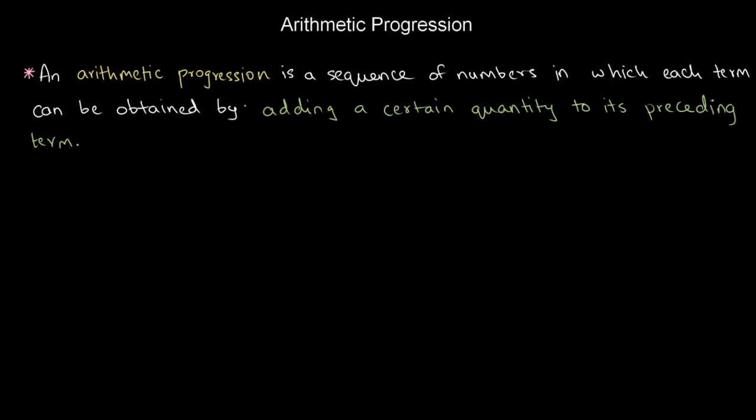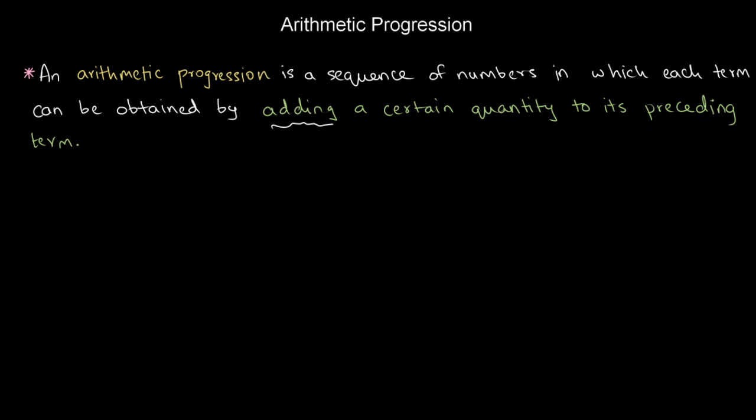Let's start with a new topic of arithmetic progression. First, let's look at the definition of an arithmetic progression. So, an arithmetic progression is a sequence of numbers in which each term can be obtained by adding a certain quantity to its preceding term, right?